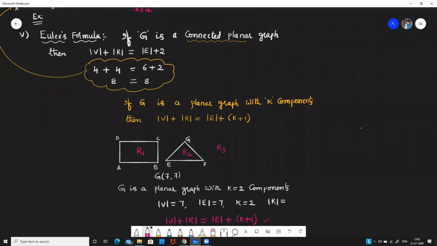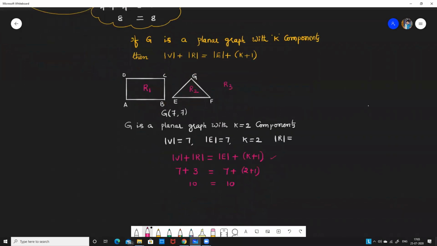So this is the concept of planar graph. Okay, right.